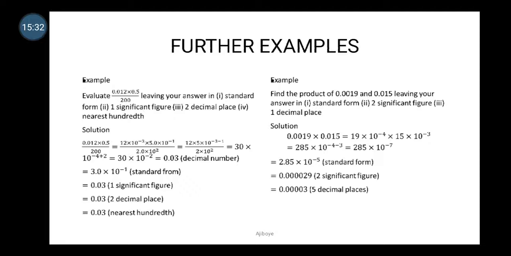to 0.03 in decimal number. And now that we have our answer as 30 times 10 raised to the power minus 2, we can therefore write it in standard form, because the decimal point ordinarily would be after the 30. So we move the decimal point one step towards the left. And so we add 1 to the minus 2. It will therefore become 3.0 times 10 raised to the power minus 1 in standard form.